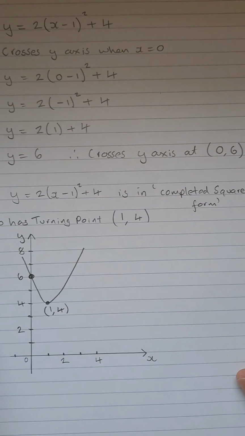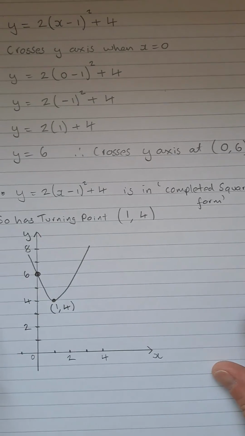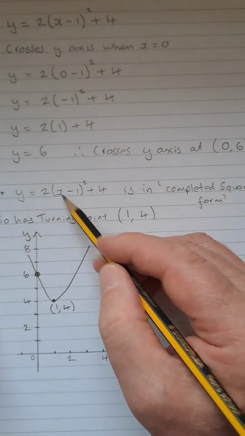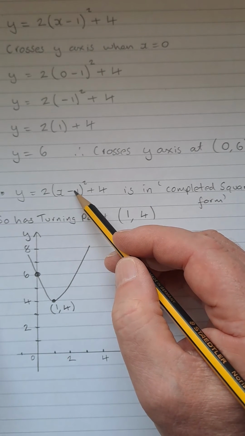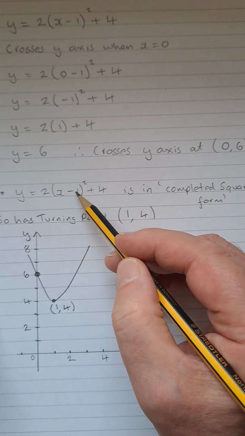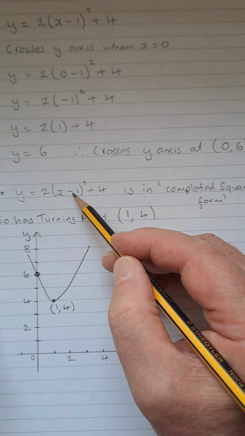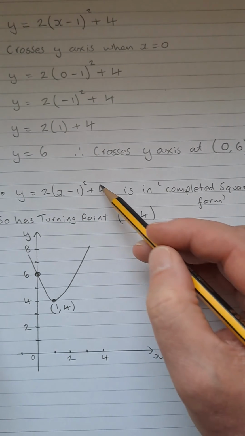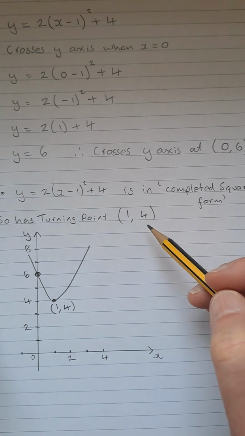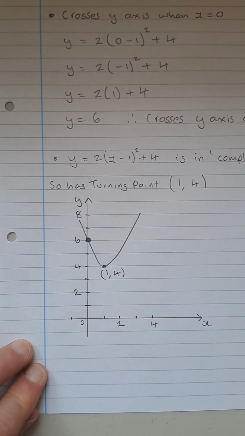The graph has been presented in completed square form. That means when it's presented in this form, the turning point has an x coordinate that is opposite to that. You look in the bracket, look at this number here. So minus 1, the opposite sign I should say, is 1. And the y coordinate is the same as what you see here, and that is 4. So the turning point is (1, 4).